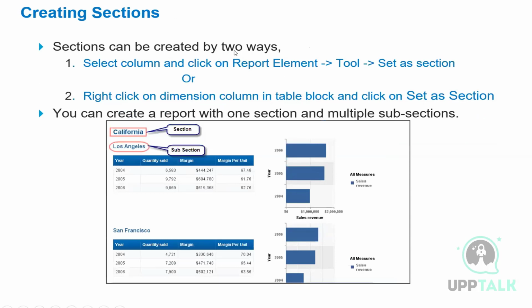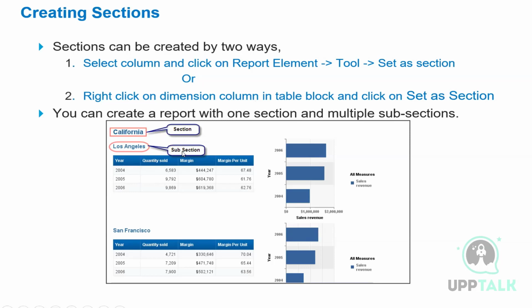To create sections, we can do it in two ways. One option is from the toolbar, where we have report elements. We can click on the report element tool and set as a section. We can select a column from the table and click on the report element tool, set as section. Or we can directly right click on a dimension column. Here we will have state as one of the columns. There we right click on that column in a table block and click on set as a section, so that this dimension, this object, is set as a section.